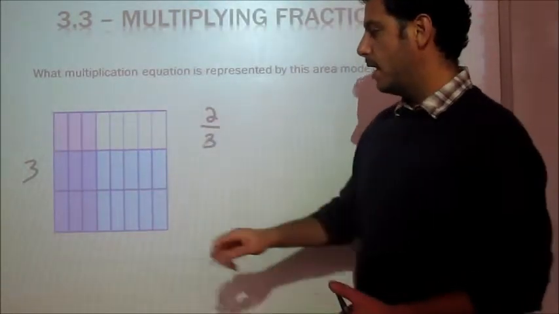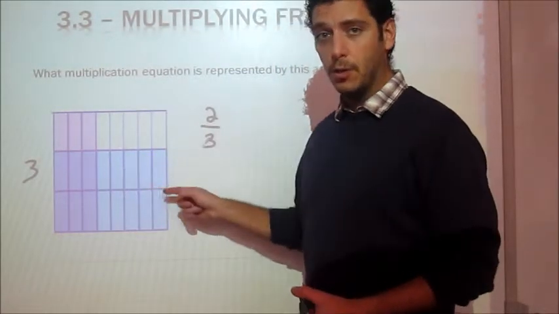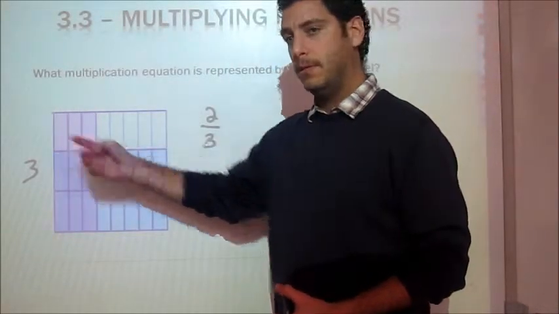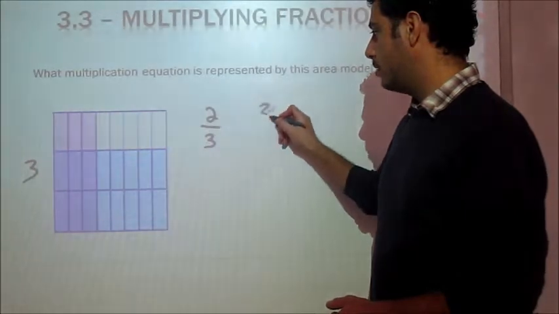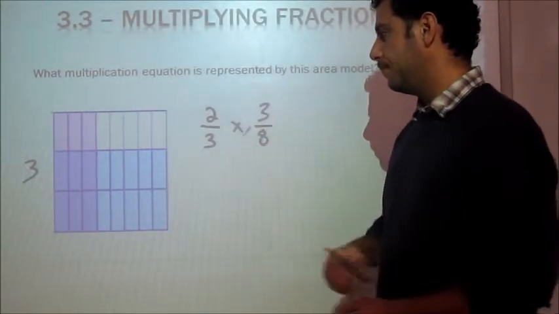Now, have a look at the vertical columns. There are 8 of them in total, and 3 of them have been shaded in. So our next fraction is going to be 3 out of 8. And of course, we're multiplying.